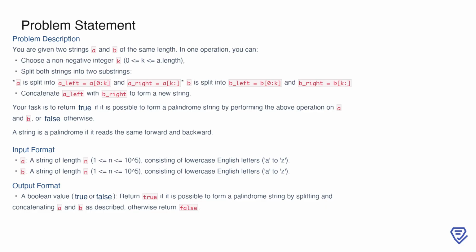Then, you combine A_left with B_right to form a new string. If this new string reads the same forward and backward, meaning it's a palindrome, you return true. Otherwise, you return false. A palindrome is a string that mirrors itself, such as racecar or madam. The inputs A and B will consist only of lowercase English letters, and the length of each string can go up to 100,000 characters. Your solution must handle this efficiently. The output is a simple Boolean value, true if creating a palindrome is possible, and false otherwise.